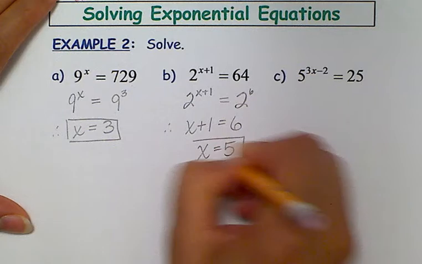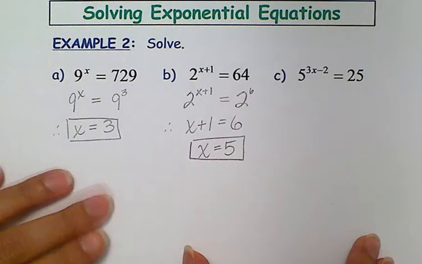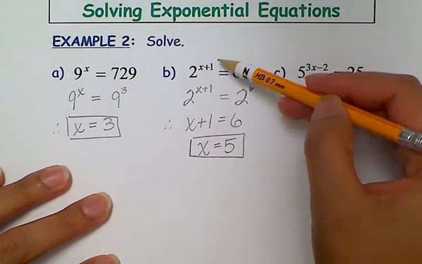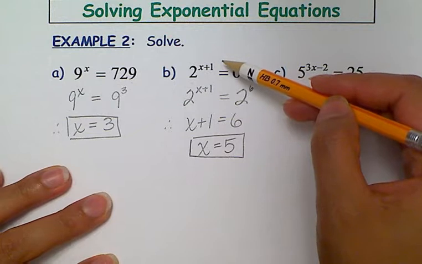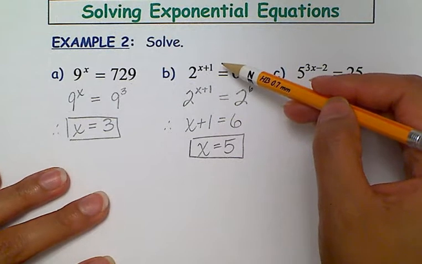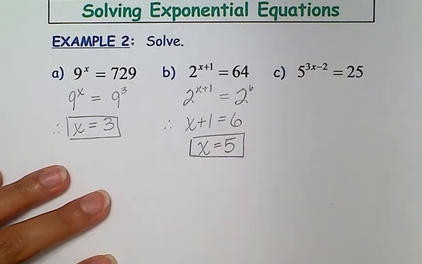And again, you can check your work very quickly. If I plug in 5 into the left-hand side, I get 2 to the exponent 5 plus 1. That gives me 2 to the exponent 6, which is equal to 64. So I know I've done that one correctly.